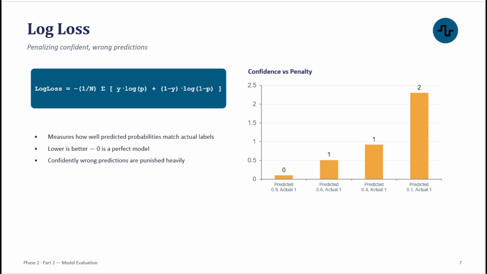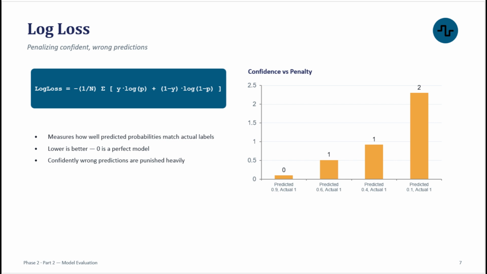Imagine two models both predict the wrong answer. The first model was only 60% confident. The second model was 99% confident. Which mistake is worse? Obviously the second one. Log loss heavily penalizes predictions that are confidently wrong. That's why lower log loss is always better.